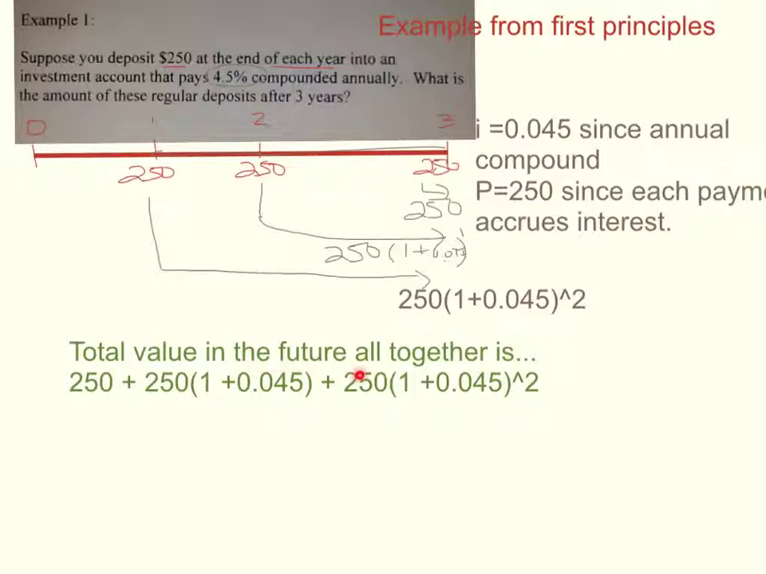So the total value in the future, that is at the end of 3 years, altogether is these things added together. So calculating each of these interests then, I wind up with $250. $250 plus interest is $261.25, and $250 plus 2 years of interest is approximately $273.01. And I have the dot over the equal sign to say approximately. When I total this then, I get $784.26 was the value of my $250 regular deposits for 3 years, compounded and paid annually.